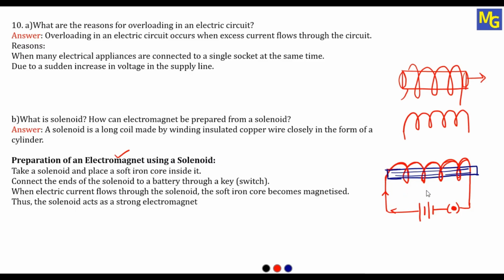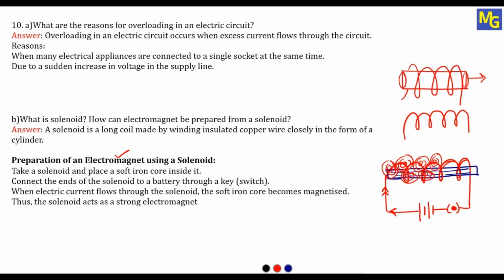So see here, we have not used any magnet. We have just used this battery. With the help of the battery, as the current is moving in the wire, everywhere a magnetic field will develop. See these magnetic field lines. All these magnetic field lines will develop a strong magnetic field. And due to this strong magnetic field, the blue colored iron core inside you can see will get magnetized and it will act as a magnet. So these are the steps to prepare an electromagnet from a solenoid. So this is the answer for question number 10.